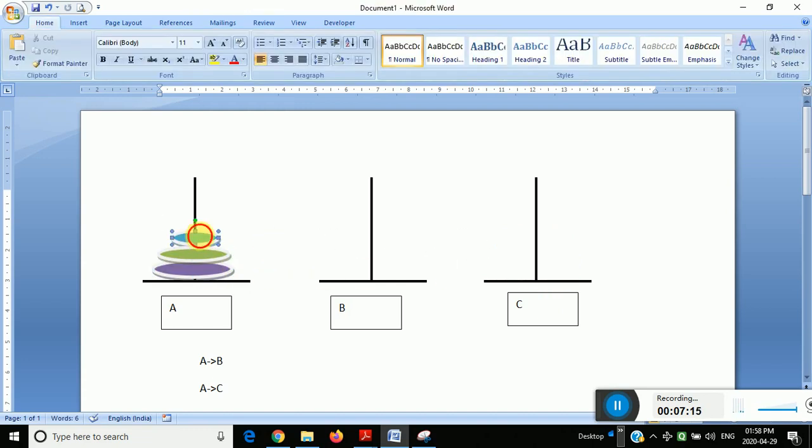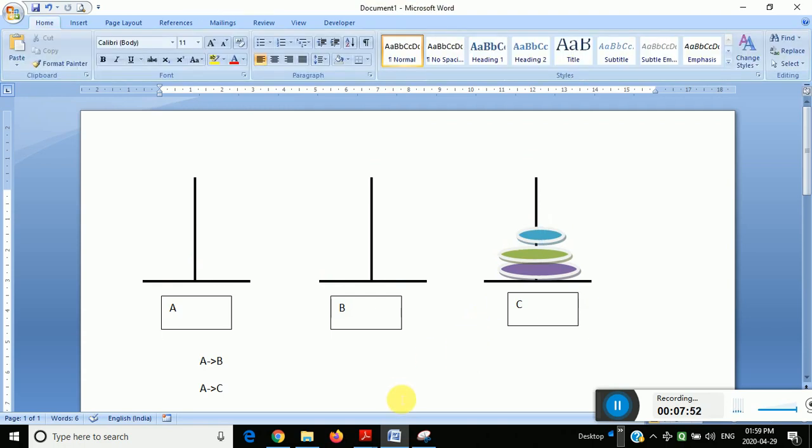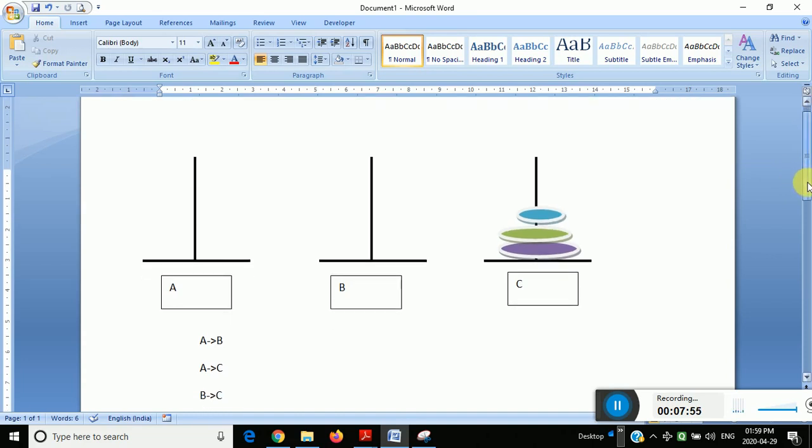Okay, so first I have taken the smallest disk and I moved it from A to C. Next I moved the second disk from A to B. After that, I moved the small disk from C to B. After that, A to C. Next I'll move this from A to B to A. This one I'll move here and this one I'll move here. So we got the answer. This is the technique, this is the puzzle game of the Tower of Hanoi.